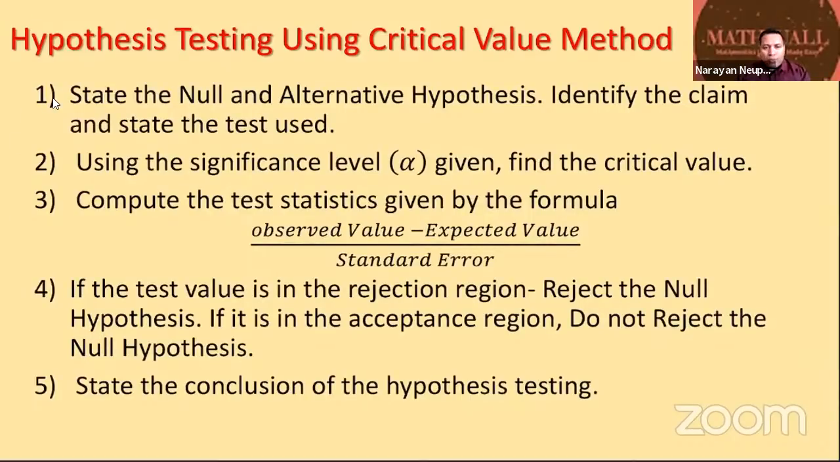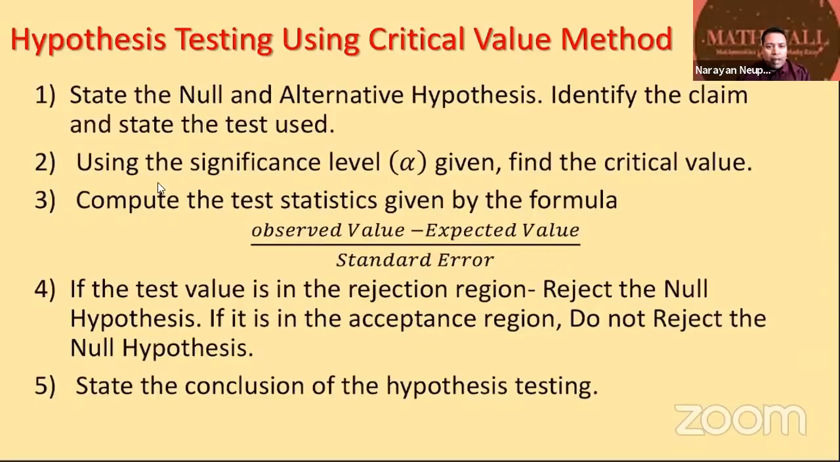So first step is to read the problem and then state the null and alternative hypothesis. Once you have your null and alternative hypothesis, we have to identify the claim and state the test used. So we have to identify whether it is one tail test or two tail test, and also we have to determine whether it is the Z test or T test.